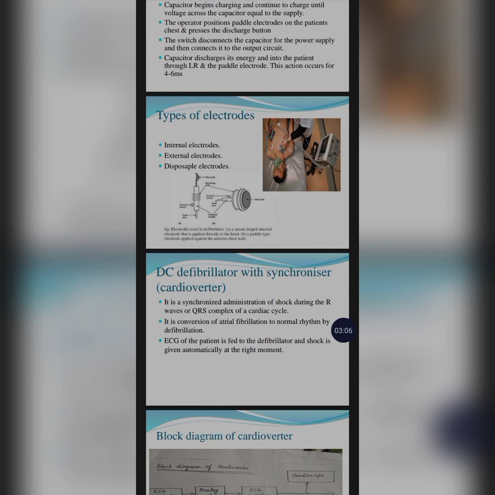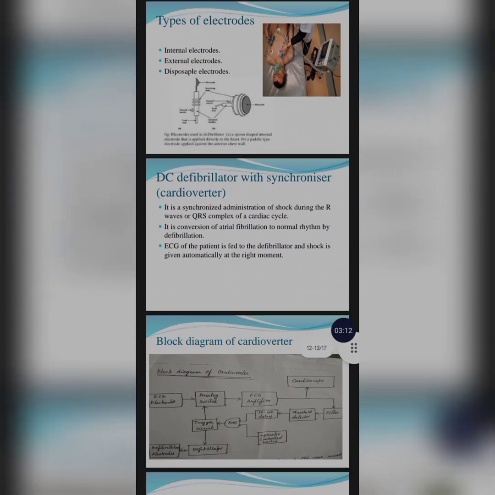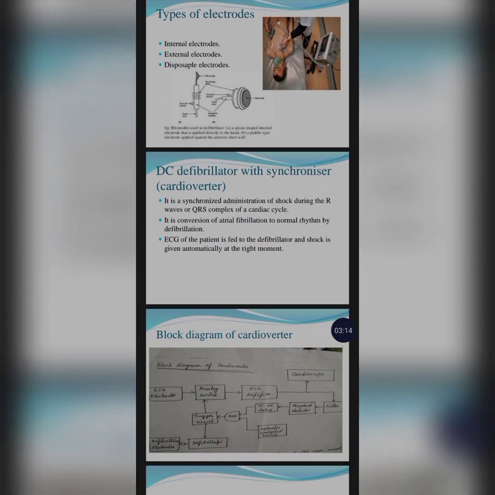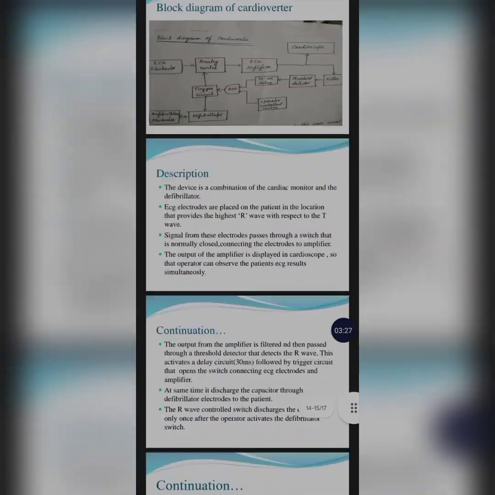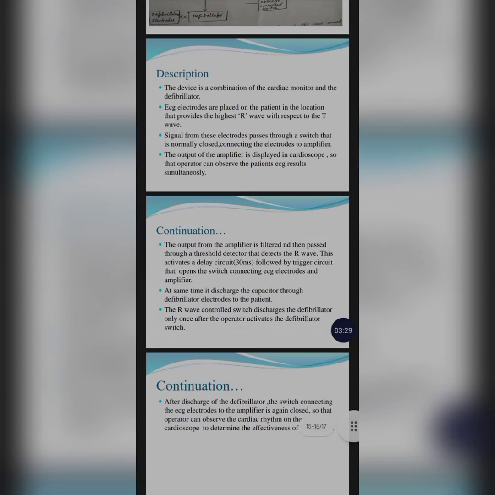Cardioverter. It is synchronized administration of shock during the R wave or QRS complex of the cardiac cycle. It is a conversion of atrial fibrillation to normal rhythm by defibrillation. ECG of the patient is fed to the defibrillator and the shock is given automatically at the right moment. Description: the device is a combination of the cardiac monitor and the defibrillator.